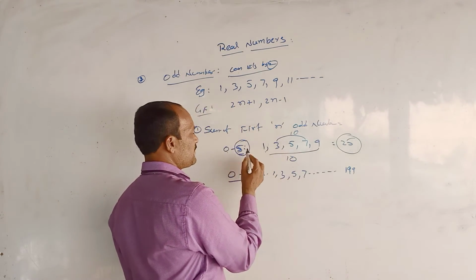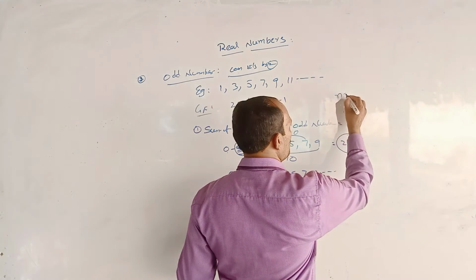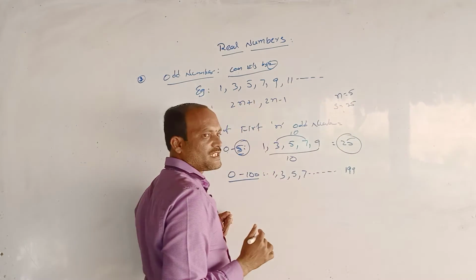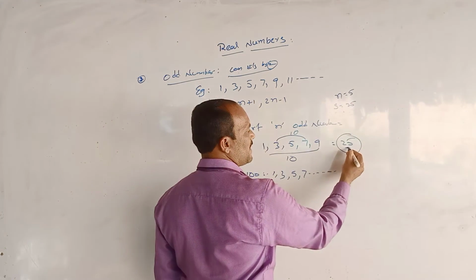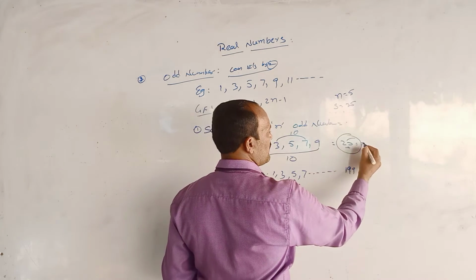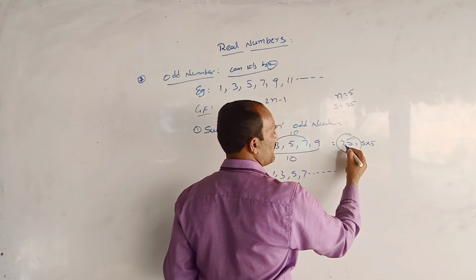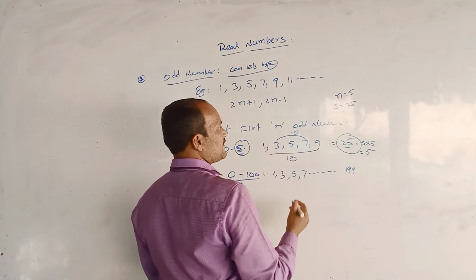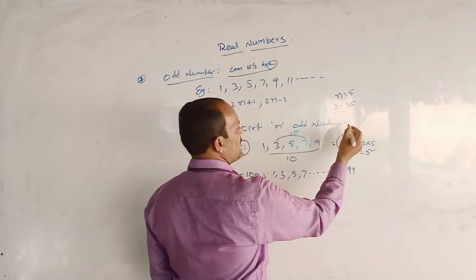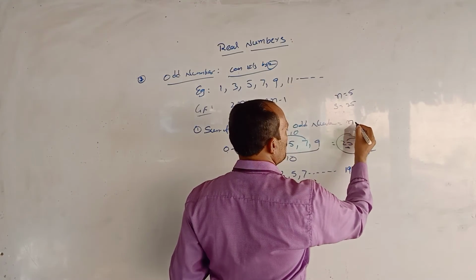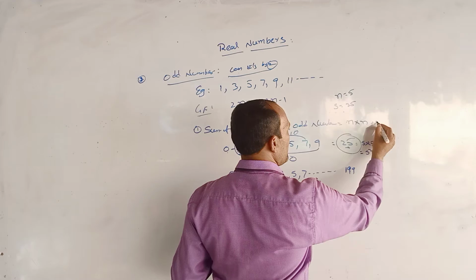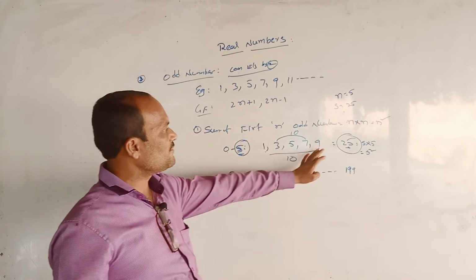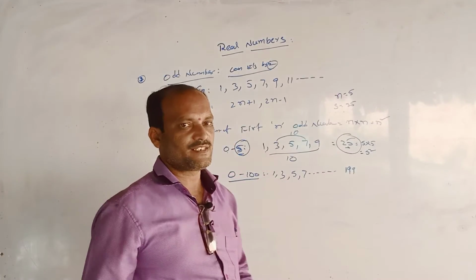Number of odd numbers is 5, that means n is equal to 5. The sum is equal to 25. What is the relation? 5 into 5, 25. This one we can also write as 5 square. So the sum of first n odd natural numbers is equal to n into n, that means n squared.